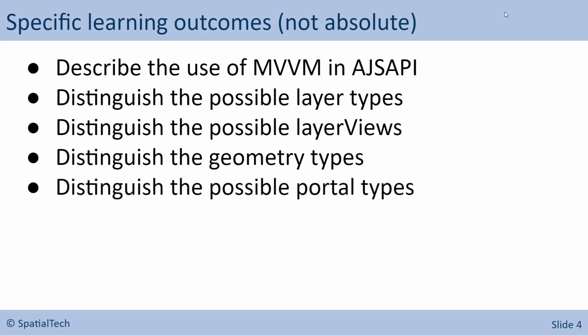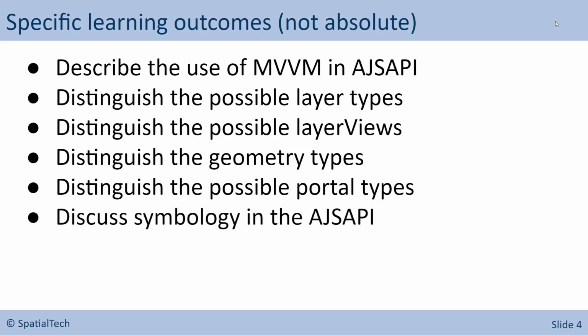Distinguish the possible portal types. So you do have the ability in the API to query the portal, much like the ArcGIS API for Python, I won't talk about the naming there, but it is about using Python to query the portal. So you have some of those same capabilities in the API, except you're doing it in JavaScript.